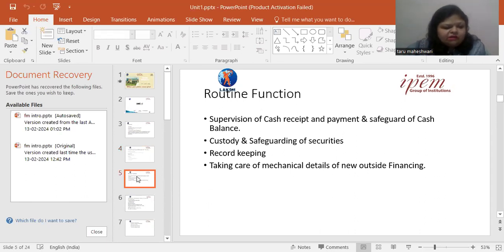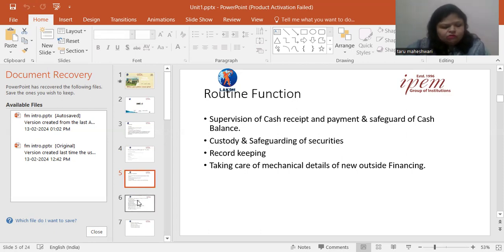So till now what we have read are the managerial functions, and now coming to the next type of function, the routine functions, which the manager or the financial management has to do. That is the cash receipts and cash payments, or the function of the treasurer of safeguarding the cash balance. This is a routine function, and so are the custody and safeguarding of various securities or shares, the record keeping of transactions, and coordinating with other parties, such as creditors, and maintaining good relations. These are all the routine functions of financial management.